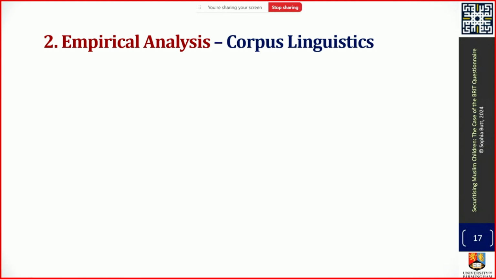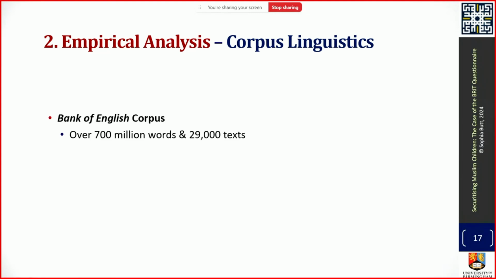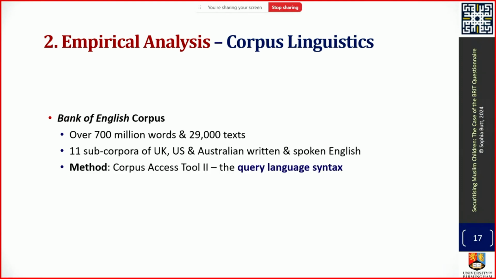I then wanted to look at the language more closely. I wanted to look at the language of the questionnaire using the method of corpus linguistics. So this was with the Bank of English corpus, which contains over 700 million words and over 29,000 texts. It has 11 subcorpora, including language from UK, US, Australian, written and spoken English. And the method that I used was the corpus access tool, which is query language syntax.